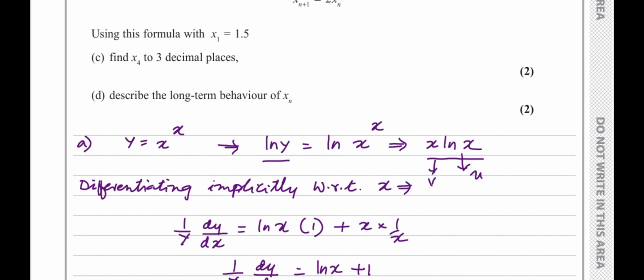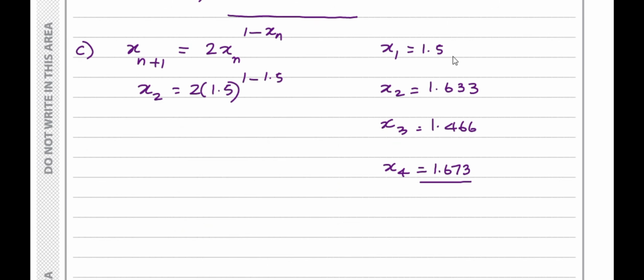Part D. Describe the long-term behavior of x_n. So looking at each term in this sequence, we can see that they keep on increasing and decreasing, and therefore they will never be convergent. So we could very safely say that this is a divergent series. This sequence forms a divergent series.